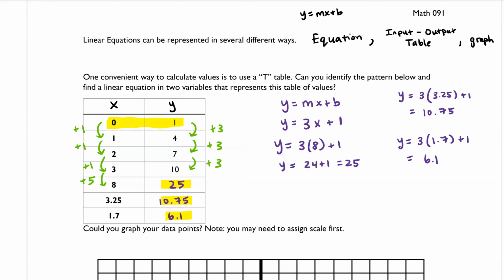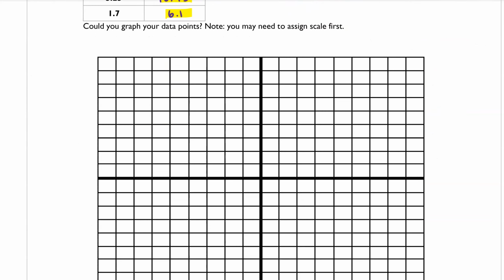Okay, so the next line says, could you graph your data points? And we might need to change the scale first. So here's our XY plane. So I'm going to label my axes. This is Y and this is X. So just for the sake of time, I've gone ahead and I've filled in the X scale and the Y scale. So the X is going by 1s and the Y scale is going by 4s. And I want to plot my points now.